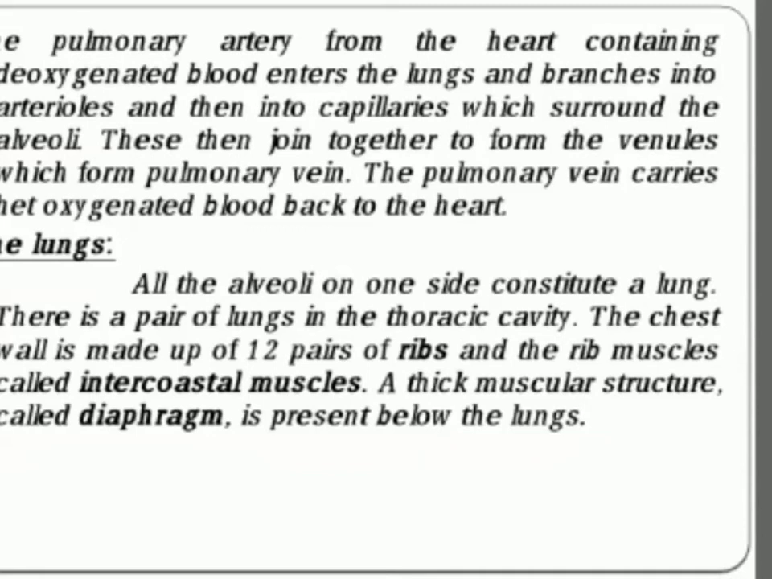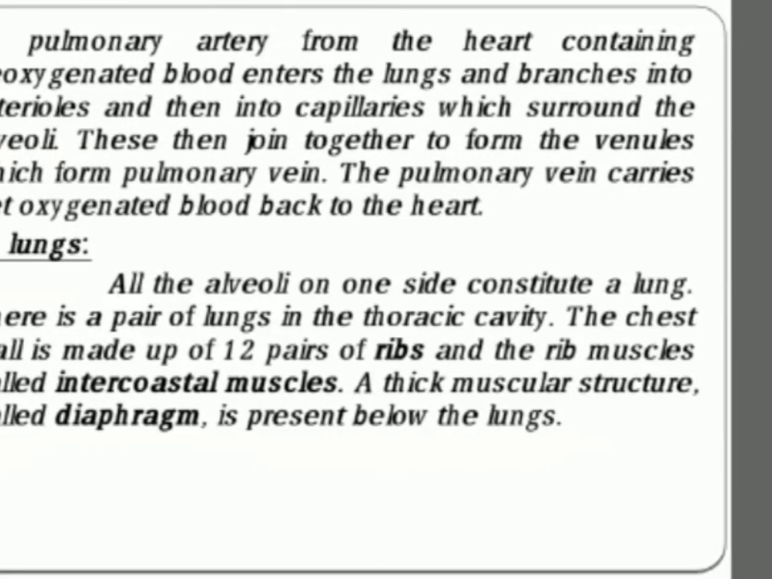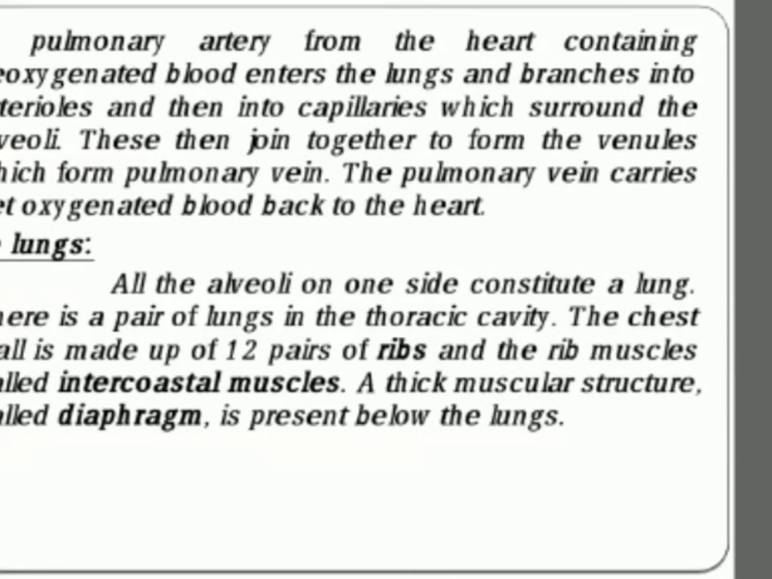The lungs: all the alveoli on the side constitute a lung. There is a pair of lungs in the thoracic cavity. The chest wall is made up of 12 pairs of ribs and the rib muscles called the intercostal muscles. A thick muscular structure called the diaphragm.